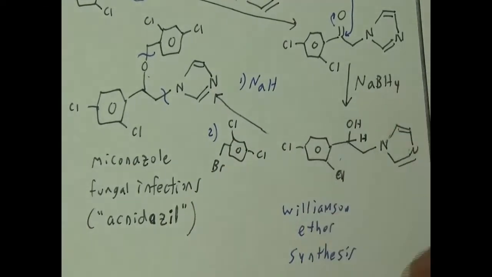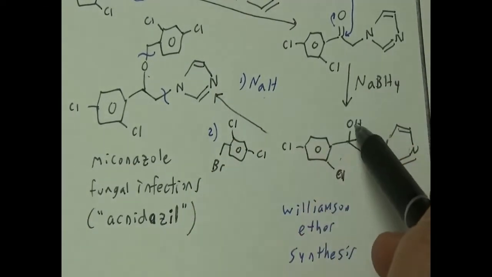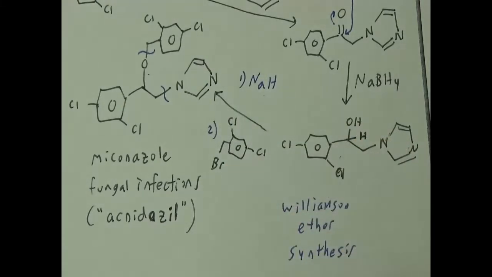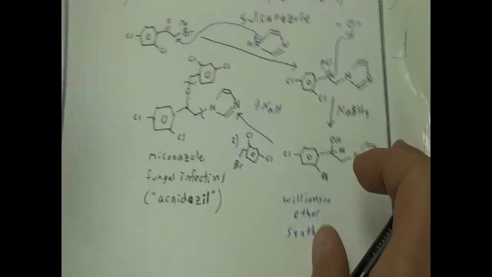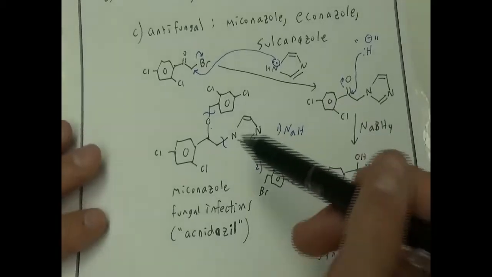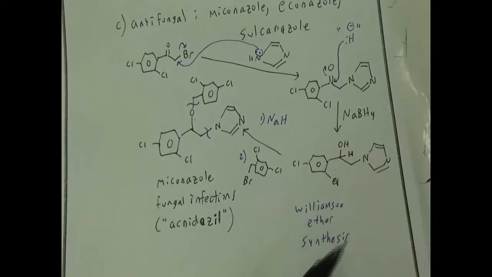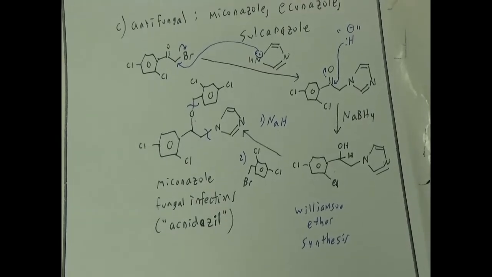See how that would work? NaH takes off the proton, which makes it O-. O- is a good nucleophile. O- attacks the carbon, kicks off the Br, and now you've got your ether. So that's cool. It's a pretty easy synthesis to follow. A couple of steps, and now we've made miconazole. It's an antifungal drug. I'll explain the biology of this briefly in a second.